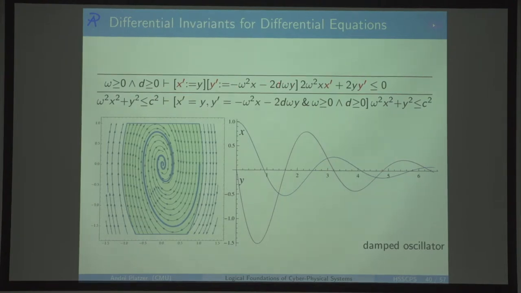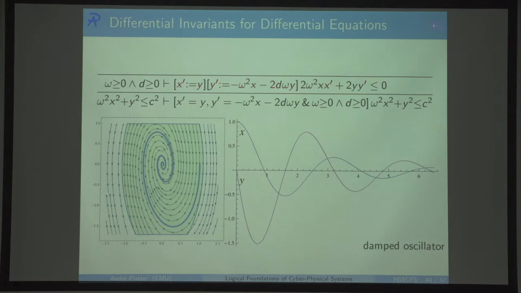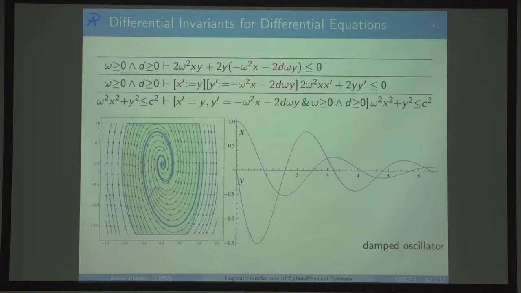And then here I say, well, assignments, we know what to do with assignments. That's easy. So by plugging in, for x prime, I plug in y, and for y prime, I plug in this term. So replacing the left-hand side of the ODE by the right-hand side of the ODE is what's really going on. I replace this with that, and here I have arithmetic which is very easy to prove again, because this term cancels with that term, and this term is negative because d is positive and omega is positive.